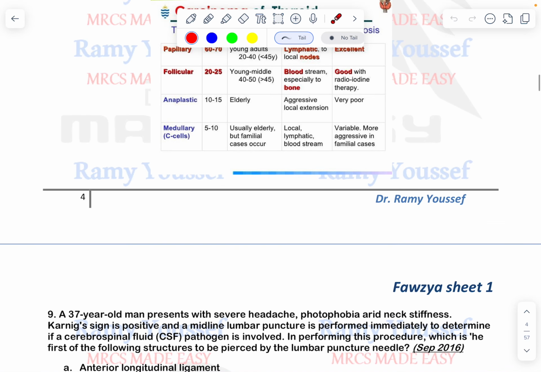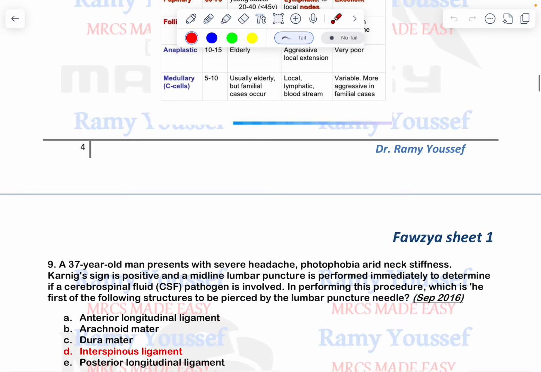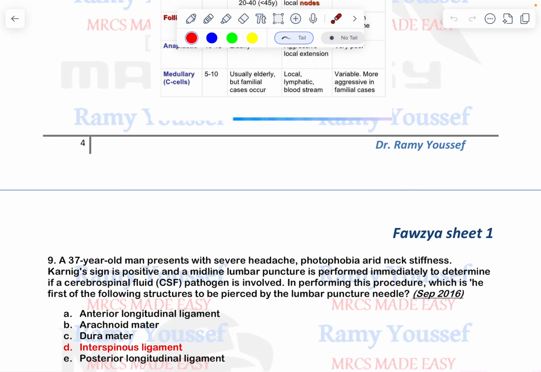Next question: a 37-year-old man presents with severe headache, photophobia, neck stiffness, Kernig's sign positive. A midline lumbar puncture is done to determine the CSF pathogen involved. Which of the following structures is the first to be pierced by the lumbar puncture? Let's see the options: supraspinous, interspinous, ligamentum flavum. Posterior longitudinal and anterior longitudinal ligaments are not pierced.